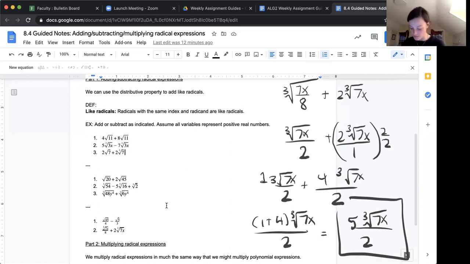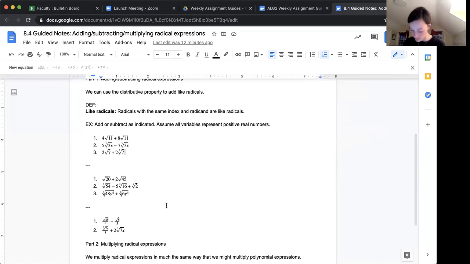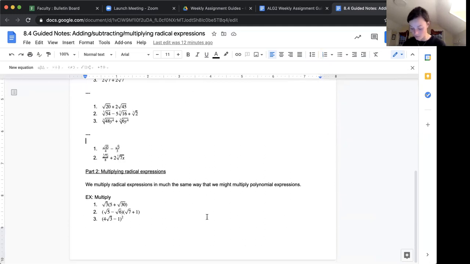Now, part 2 is multiplying radical expressions, and we multiply radical expressions in the same way that we might multiply polynomial expressions. So basically distributing.